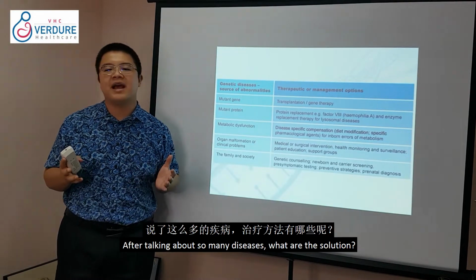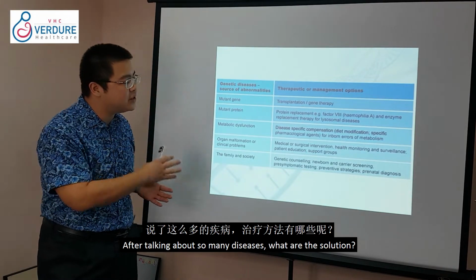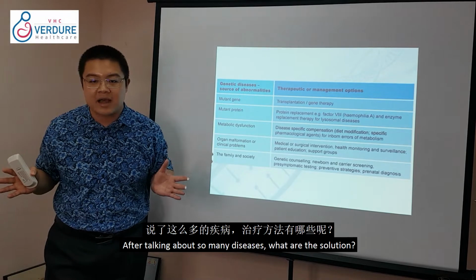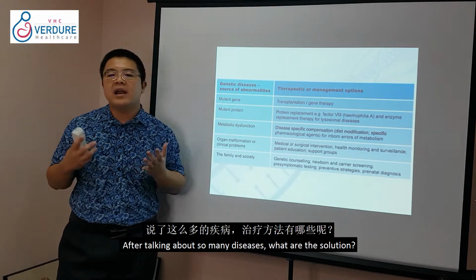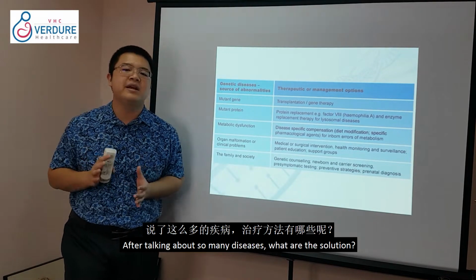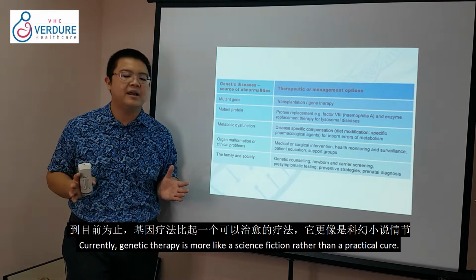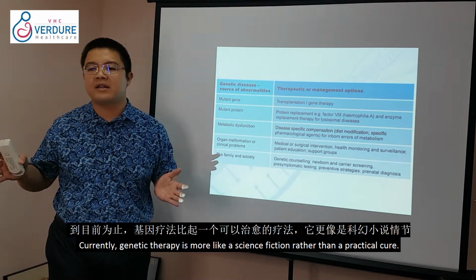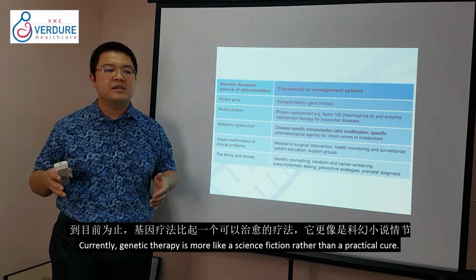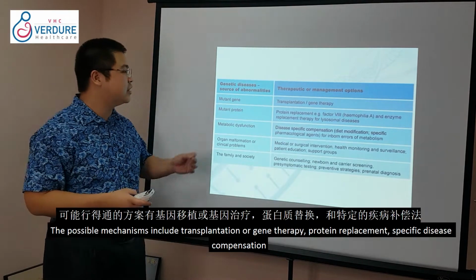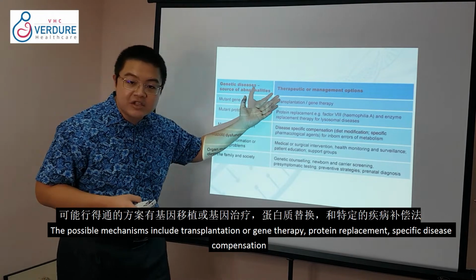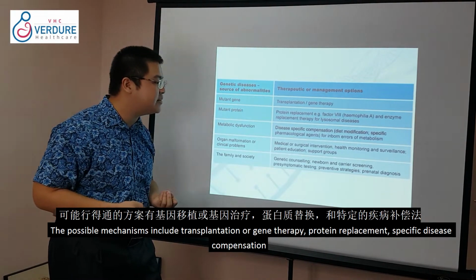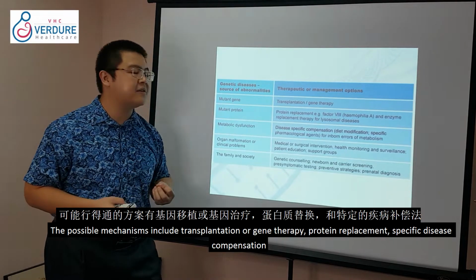Okay, so you might be asking me, Adam, after all these talks on the 9 diseases that can be exhibited by chromosome 7, what are the solutions? I have to be really honest with you. Currently, genetic therapy is more of a fantasy rather than a practical solution. But the possible mechanisms include transplantation, also called gene therapy, protein replacements, and disease-specific compensation.